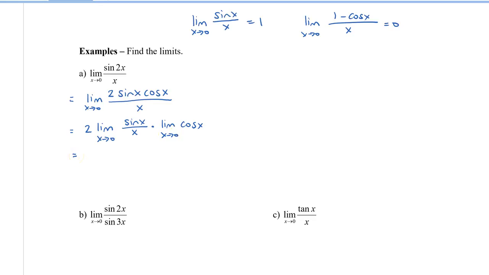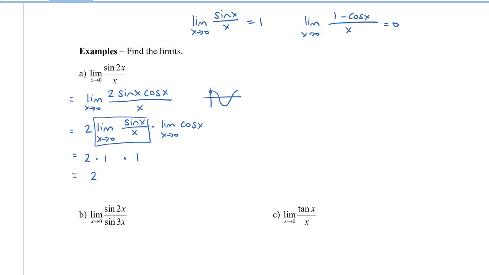All right, so this first part here, using my theorem, I know that's going to be 1. So I have 2 times 1 times, and then in the second piece where I have cos x, if I look at the graph of cos x, as x approaches 0, I can see that I'm approaching the value of 1. So now I have 2 times 1, which equals 2.